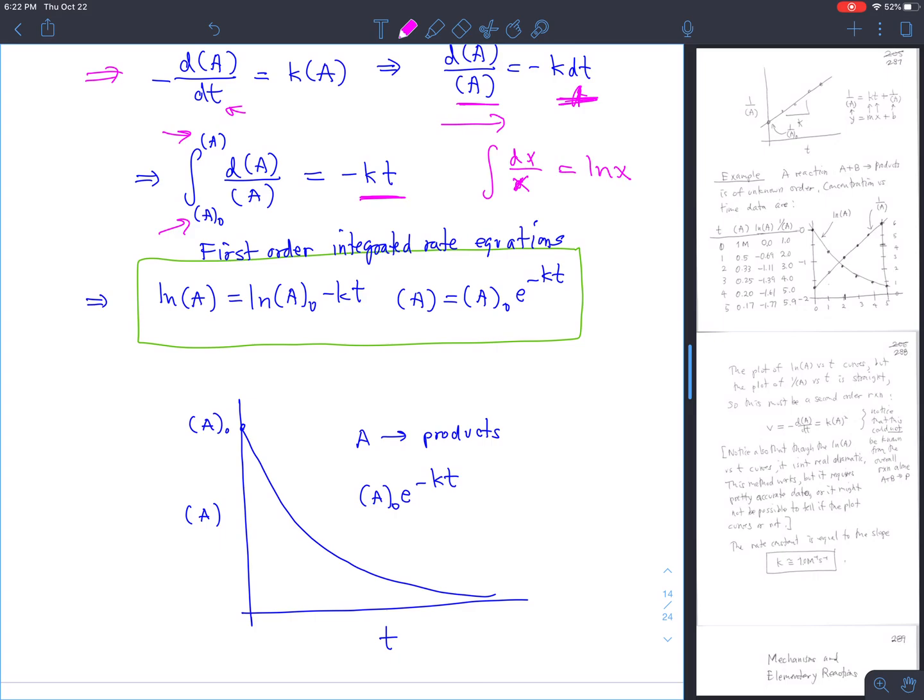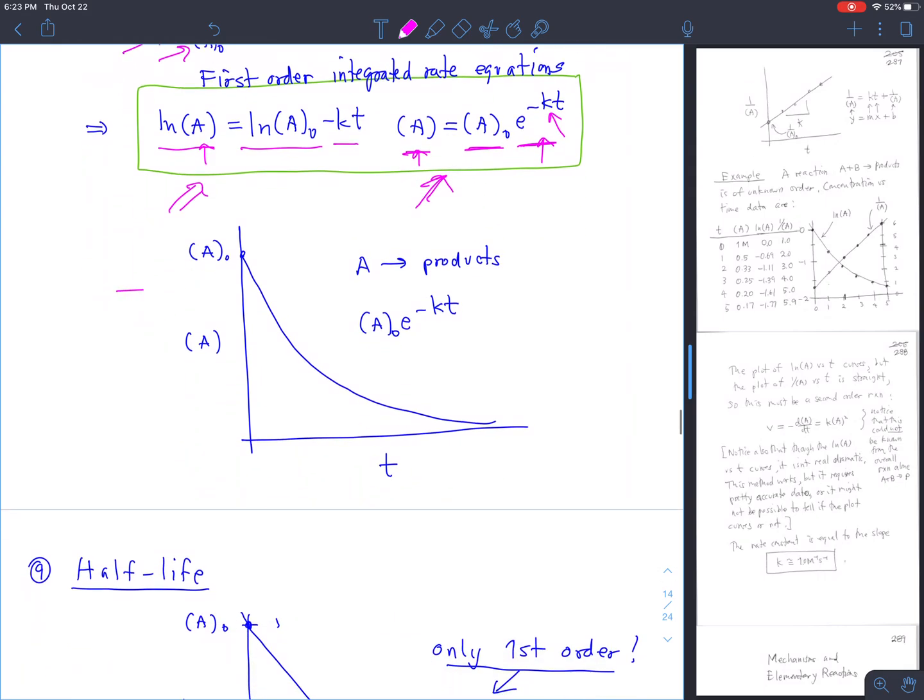And so with a little bit more algebra, this becomes either of these two equivalent forms. One says that the logarithm of A is equal to the logarithm of the initial value of A minus kt, and then solving for A itself rather than the logarithm of A gives A is equal to the initial A0 times e to the minus kt. In other words, what it's saying is that the concentration of A decays exponentially with time, and there is a decay constant, and that decay constant is the rate constant itself.